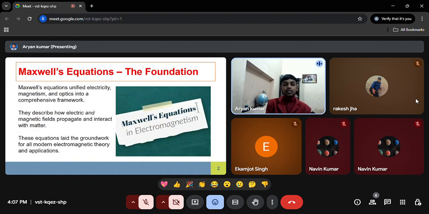Maxwell's equations, the foundation. Maxwell's equations unified electricity, magnetism, and optics into a comprehensive framework. They describe how electric and magnetic fields propagate and interact with matter. These equations laid the groundwork for all modern electromagnetic theories and applications.